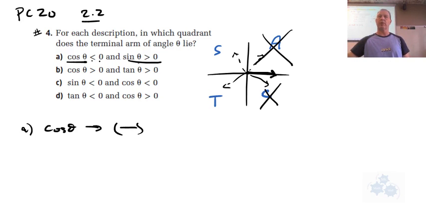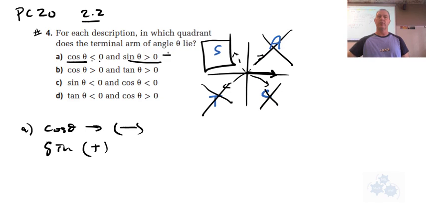So if we look at the last part of here, sine is positive. Okay, so sine is positive. So here sine is negative, so it's not here, so it must be in quadrant 2. So you just kind of piece things together using the hints that they give you here.